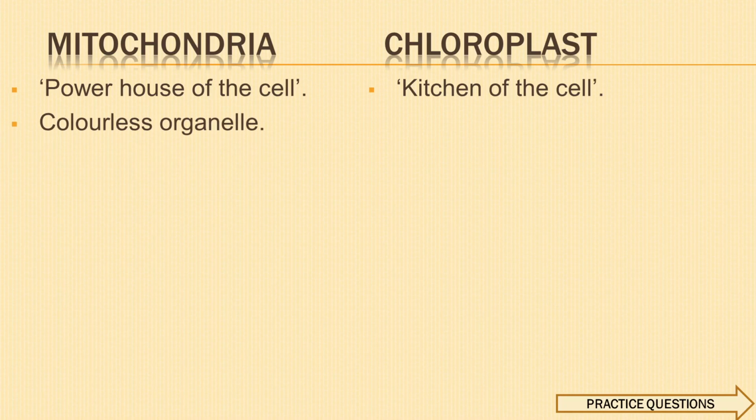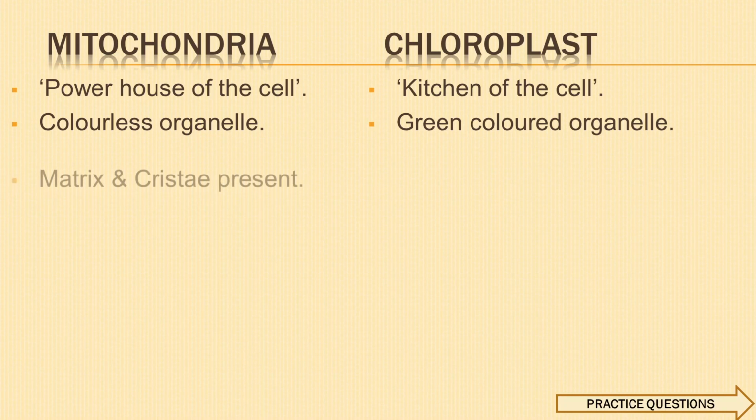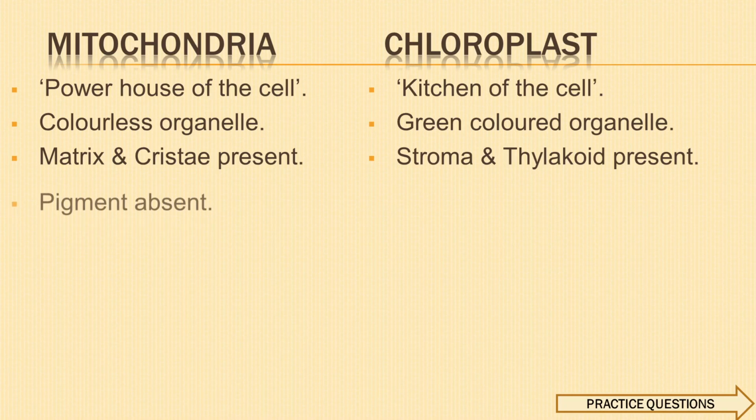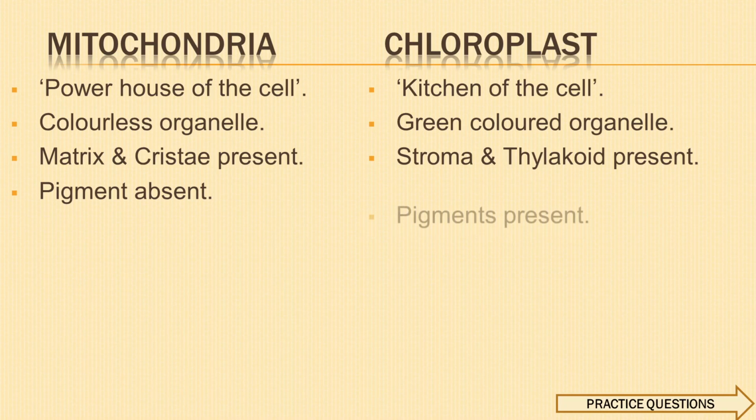Mitochondria is a colorless organelle. Chloroplast is green in color. Matrix and cristae are present in the inner chamber of mitochondria. Stroma and thylakoid are the inner parts of a chloroplast. Mitochondria do not possess any pigment. Chlorophyll, carotenoid, and other photosynthetic pigments are present in chloroplast.